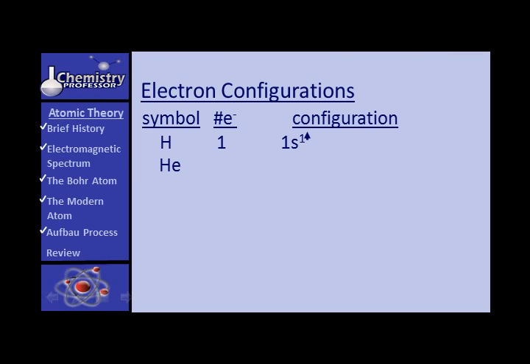Now let's look at helium. Helium has 2 electrons. So, where do we put them? Well, remember, they can go in the 1s. The 1s can hold how many? Yeah, they go in the 1s. It can hold 2 electrons. And those 2 electrons are 1 up and 1 down, so those 2 electrons are spin paired. That's right.